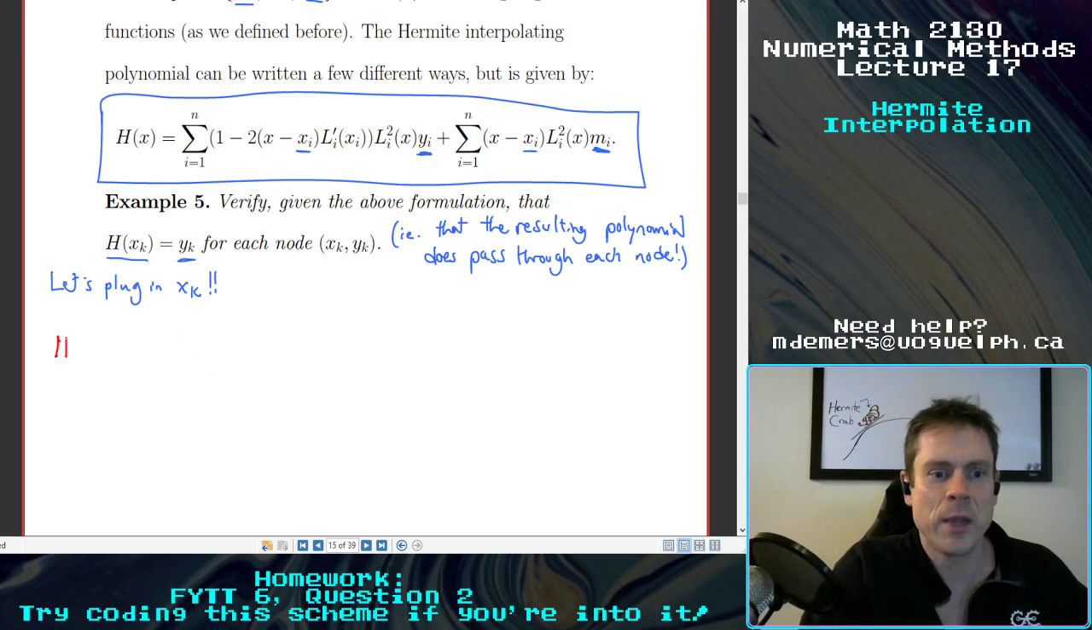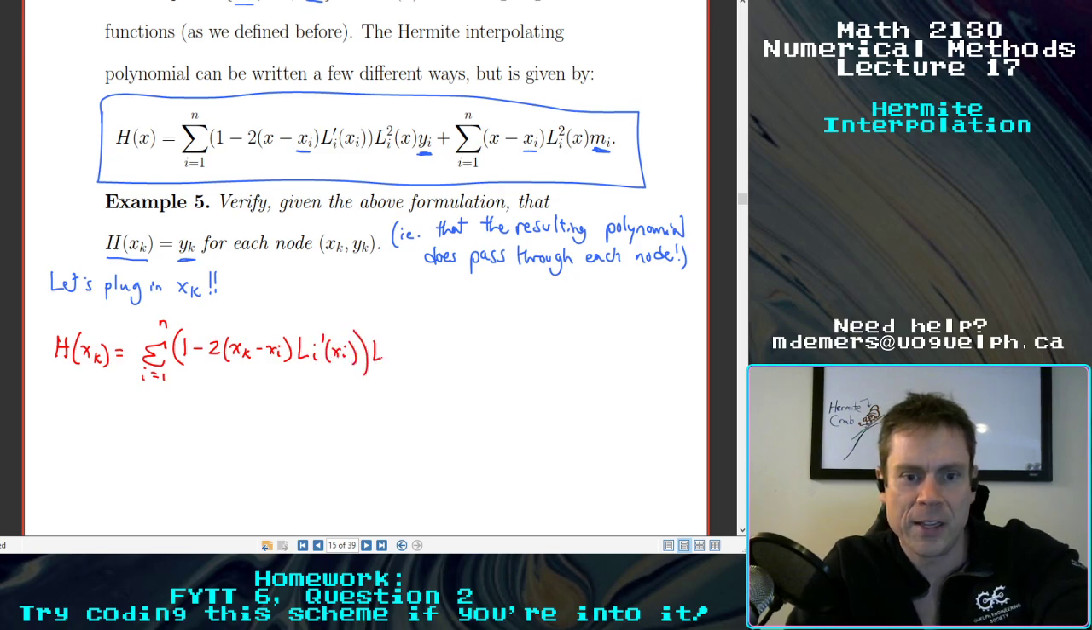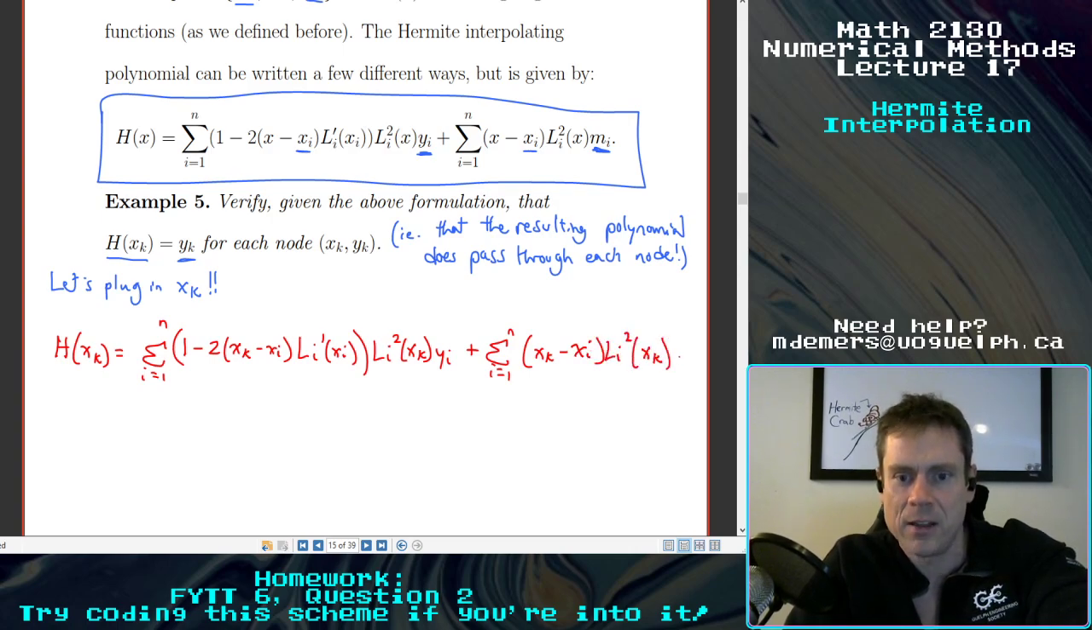So check this out. We get h of xk is equal to, there's a sum, i equals 1 to n. I'm just going through, I'm subbing in xk for x. Okay, it looks like this is, oh, not quite. I need this to be li prime at xi. And then this whole thing is li squared at xk yi. And then over here, if I sub in x equals xk, I get xk minus xi, li squared of xk mi.